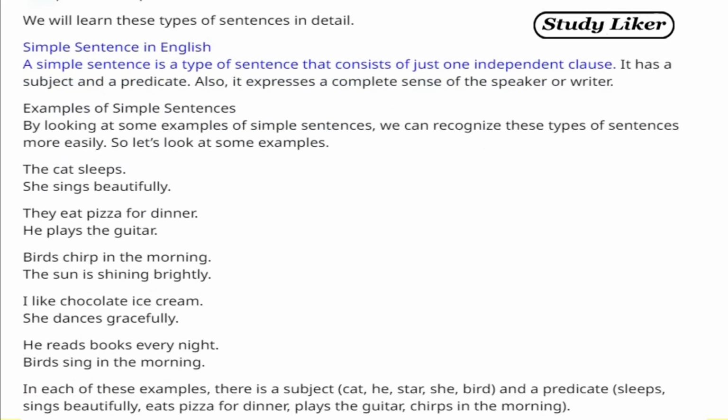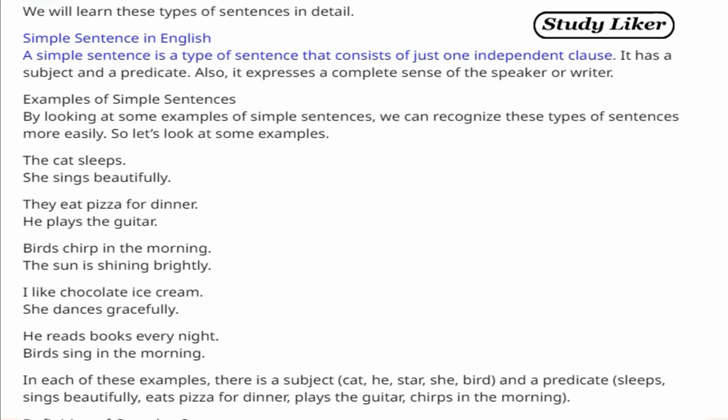Simple sentence in English. A simple sentence is a type of sentence that consists of just one independent clause. It has a subject and a predicate. Also, it expresses a complete sense of the speaker or writer. Examples of simple sentences. By looking at some examples of simple sentences, we can recognize these types of sentences more easily. So let's look at some examples.